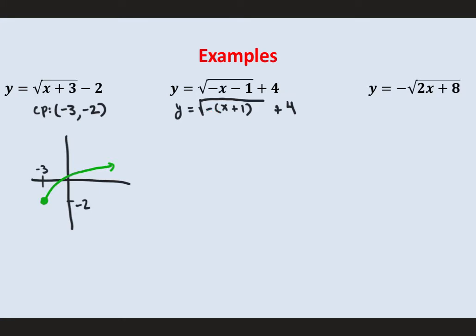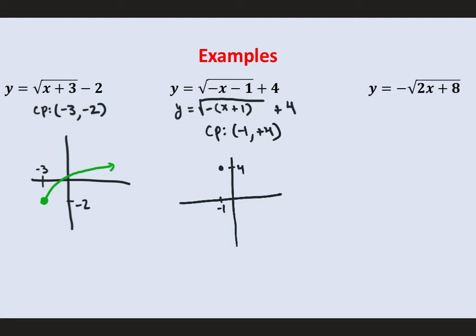Okay, so let's go ahead. Our critical point, plus 1 means -1. So that's important because I pulled that negative off. It's now a plus 1, which means it's -1. Plus 4 means up 4. So there's my critical point. So we can go ahead and plot that. I'll go -1, 4. And plot that point.